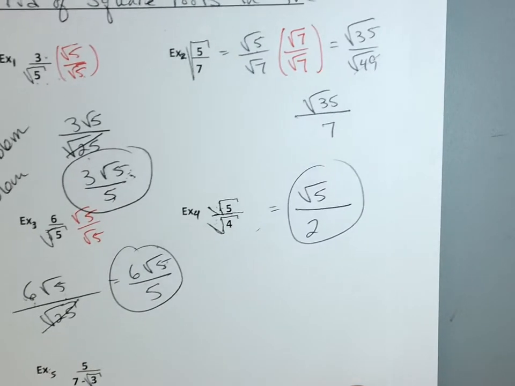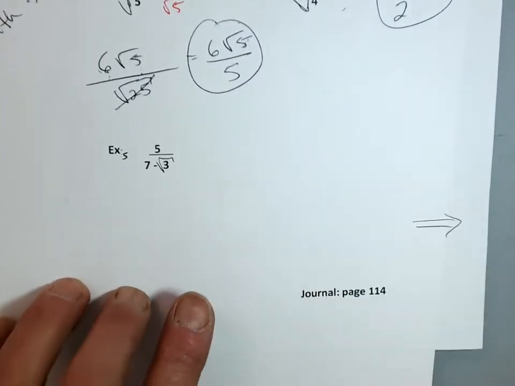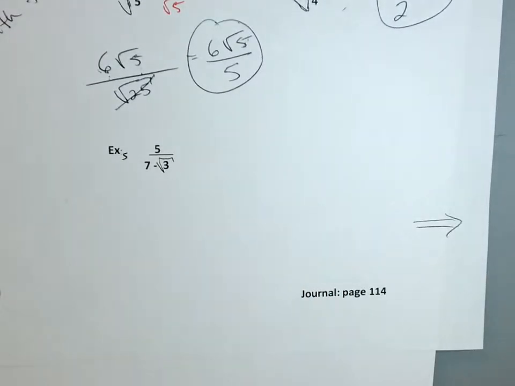Now, example 5. Don't do anything. Just watch. It's a different kind of problem, okay? Now, just watch. If I multiply by the square root of 3 over the square root of 3, it's not going to work, but I'm going to show you, okay? So I'm going to break the rule. Because you thought it was easy, right? Okay? Square root of 3, square root of 3.